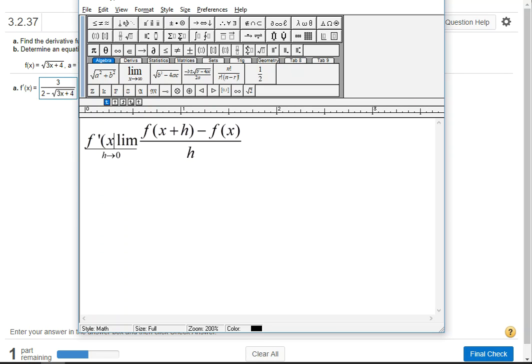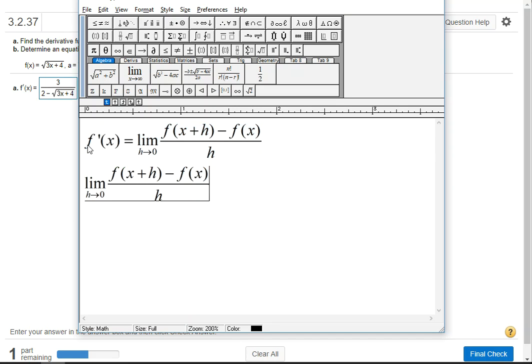Okay, I guess I didn't type it in the right spot because h shouldn't be under there. There we go. F prime of x. Okay, so that's the limit definition. That's what our goal is right here. Okay, now this function is the square root of 3x plus 4.